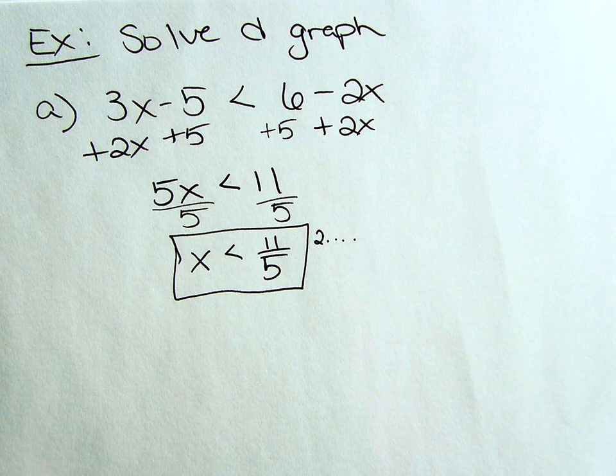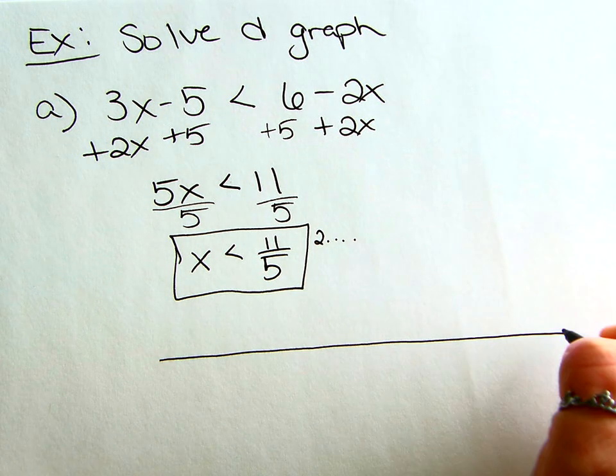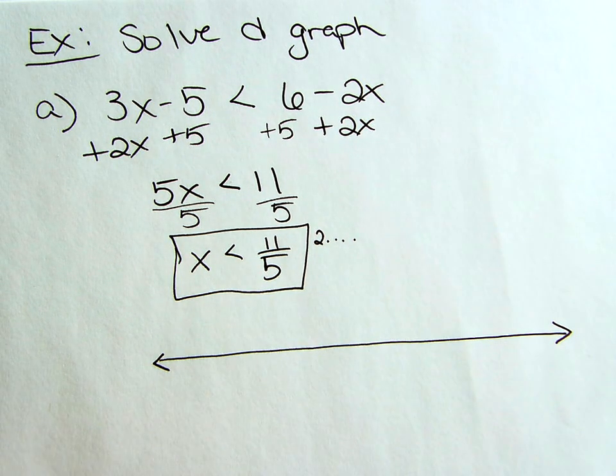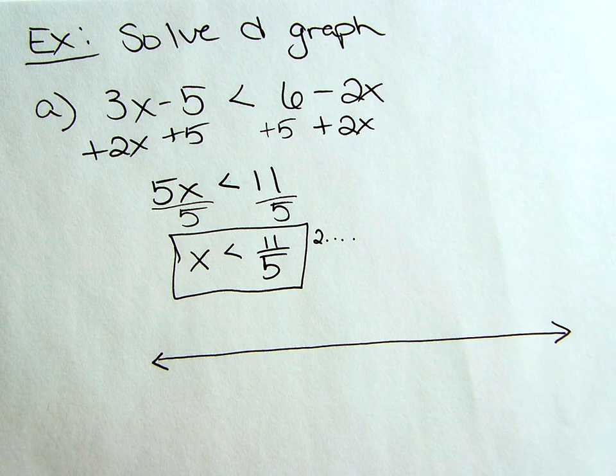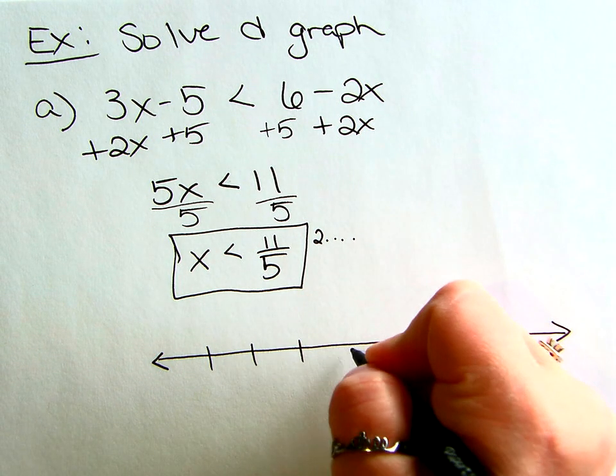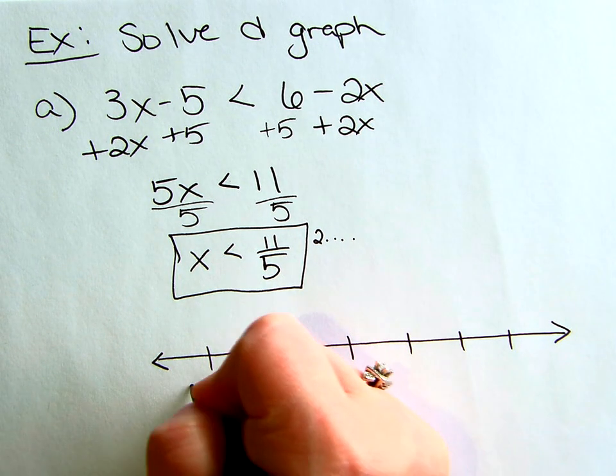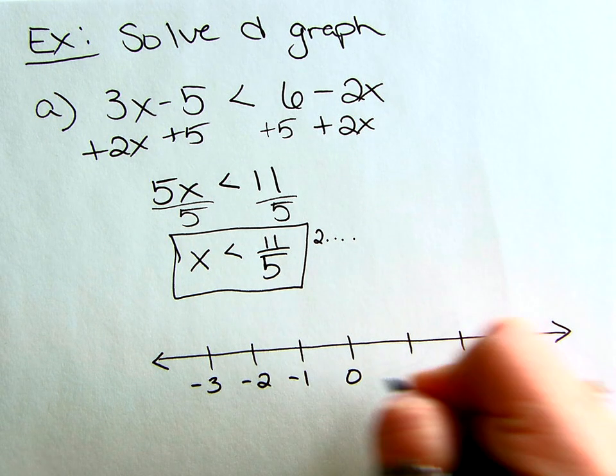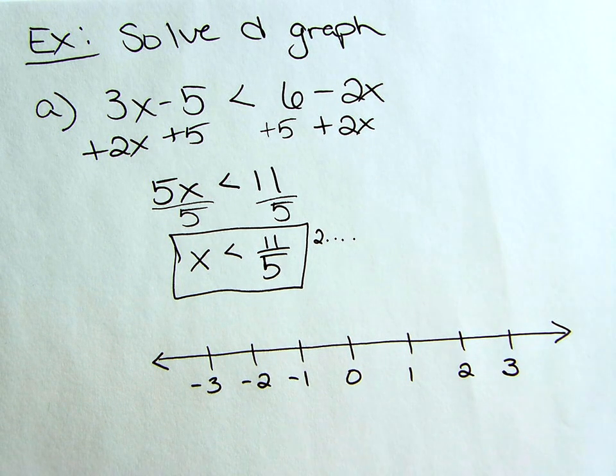Again, in the My Math Lab, you're going to pick from a listing of graphs. But if I'm going to graph it on a number line here on the paper, I need to know kind of where it falls. 3, 2, 1, 0, 1, 2, 3. So I found that x has to be less than 11/5, which is about 2 1/5. So I'm going to say 2 1/5.